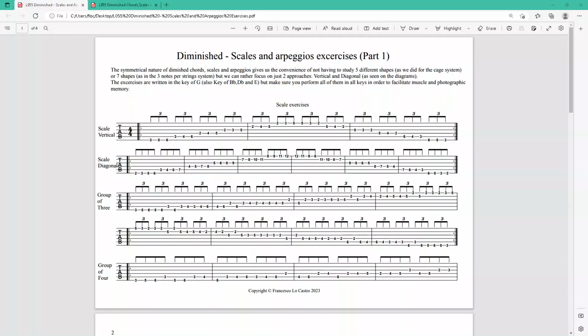Let's have a look. So the first exercise is literally what I just did. It's basically the scale played in a vertical manner. And then there is the scale played in a horizontal manner.